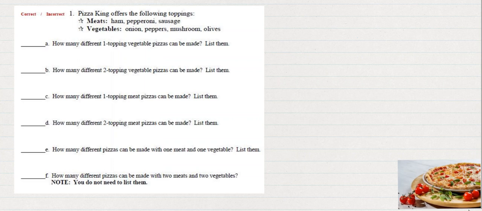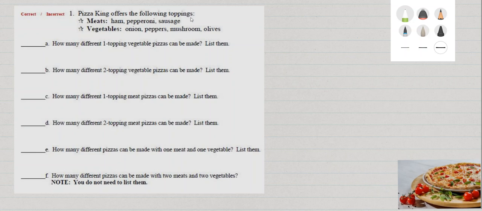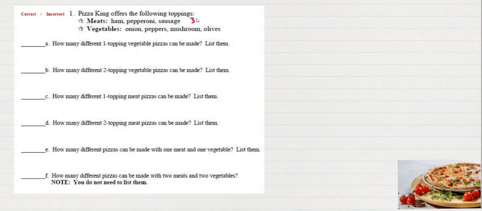How many different one-topping vegetable pizzas can be made? If Pizza King offers 3 meats, ham, pepperoni, and sausage, and it looks like 4 vegetables, then one-topping pizzas with vegetables, it looks like there's 4. We're not going to include the no toppings, right? Because it's one topping. And we could list them as onion, peppers, mushrooms, and olives. You could write those out. I'm just going to use an abbreviation for each of those.